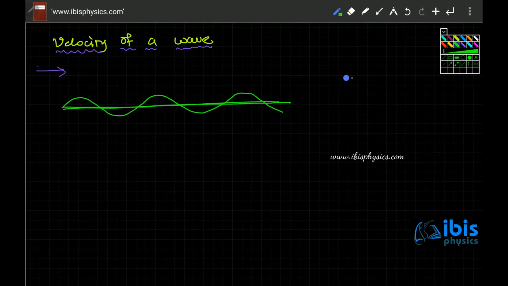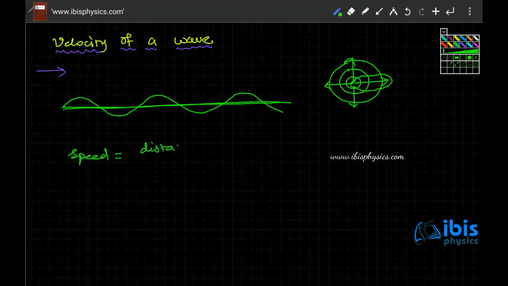Suppose you look at the top view. If you throw a stone, the ripples will form and travel like this. From here, the disturbance is traveling this way, and from here this way, in all directions. So this particular portion is what we have seen here. If you want to calculate speed, we already know that speed is distance by time. The speed of a wave is the distance traveled by the wave by time taken.